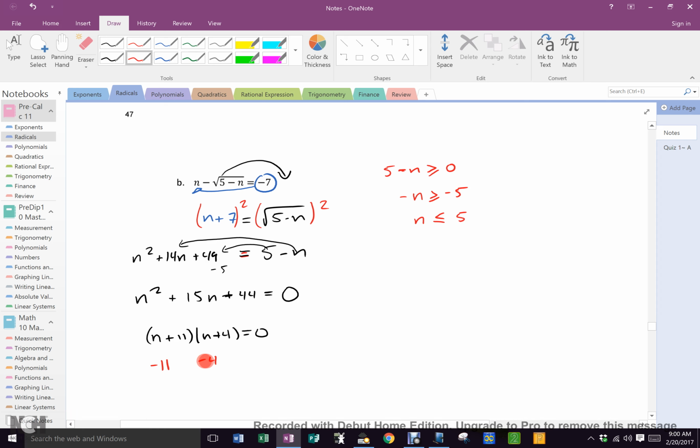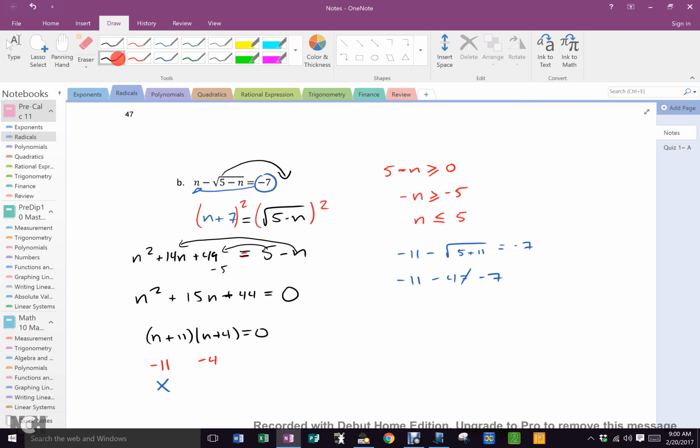Well, those are both less than 5, right? So now I got to check them. Negative 11 minus the root of 5 plus 11, because negative 11, right? Does that equal negative 7? Negative 11. What's 5 plus 11? 16. What's the square root of 16? 4. Is negative 11 minus 4, does that equal negative 7? No, it doesn't. So is negative 11 a right answer? No.